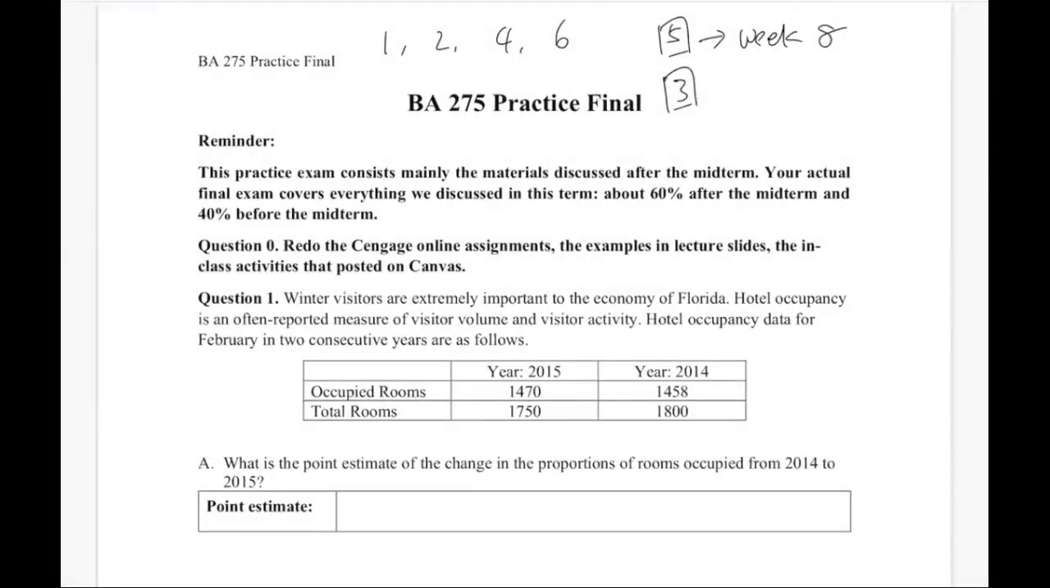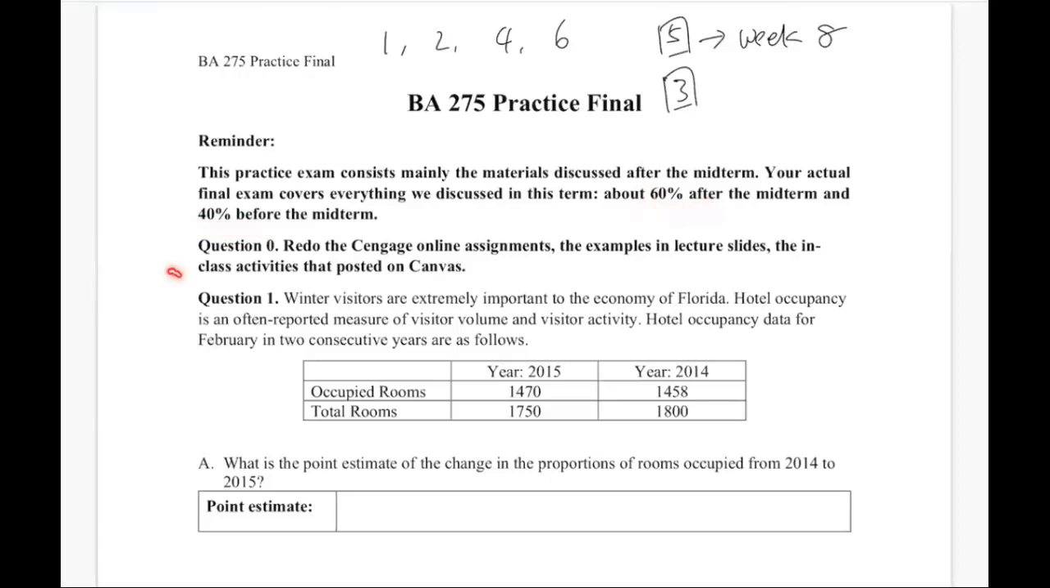Great. Okay, so this is a practice final. Let's take a look. The practice final says that 60% of the final comes from the materials after midterm, so that's going to be modules 5, 6, 7, 8, 9. And the other 40% comes from before midterm.